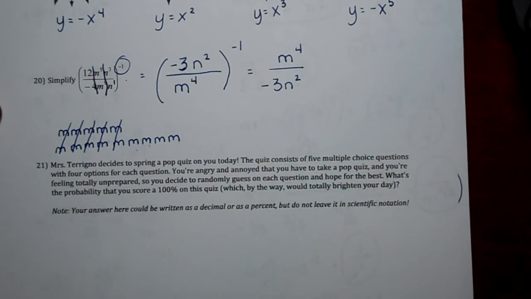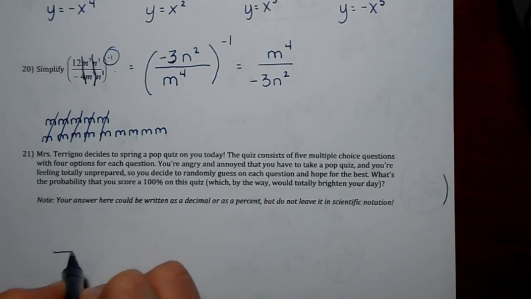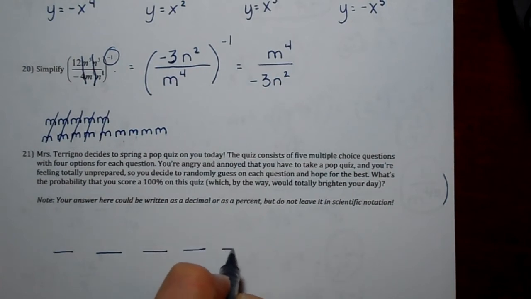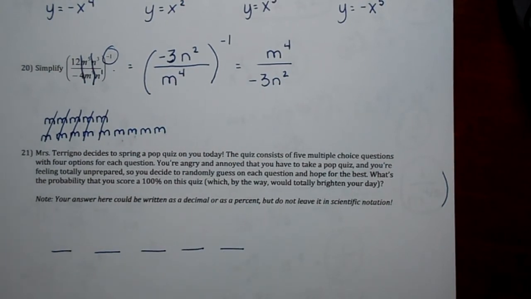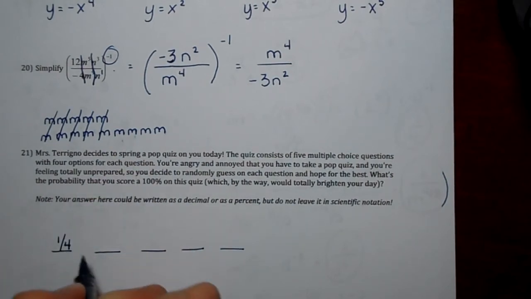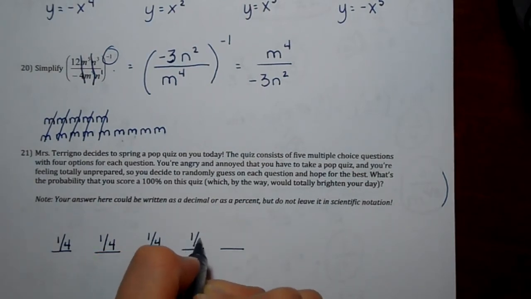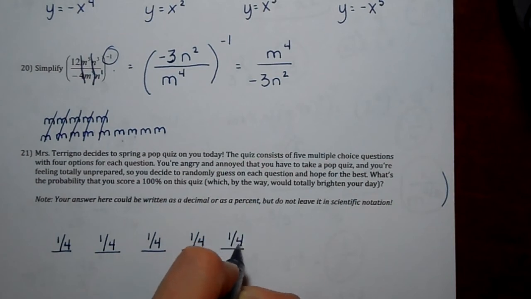Okay, question 21. Oh, that terrible Mrs. Torigno decides to spring a pop quiz on you. There are 5 multiple choice questions with 4 options for each question. So right now, let's look at having 5 questions. And if there are 4 options for each question, I want you to think about what's your probability on one question. So if you have 4 choices for this first question, your probability would be 1 out of 4. And it would be 1 out of 4 here, 1 out of 4 here, 1 out of 4 here, and 1 out of 4 here.